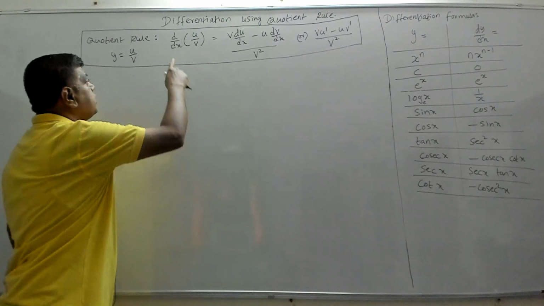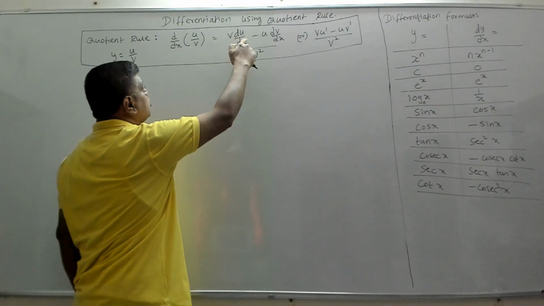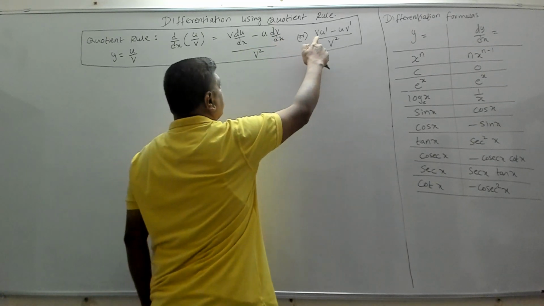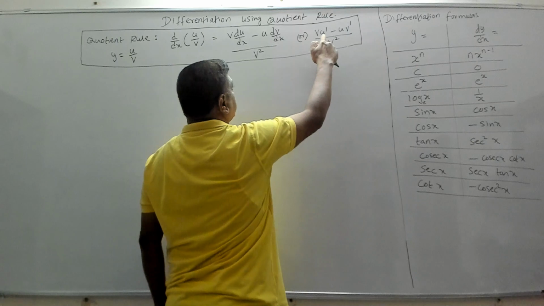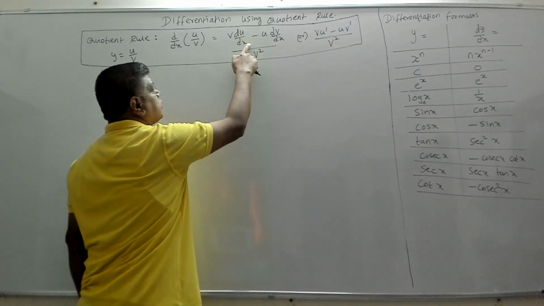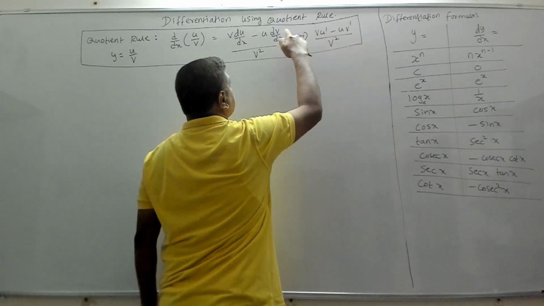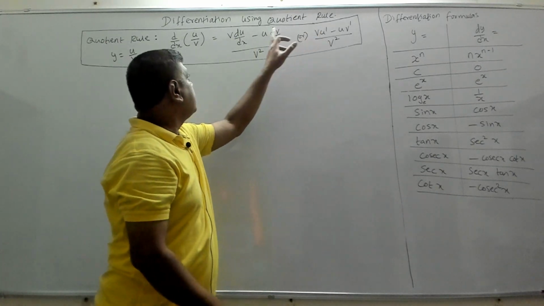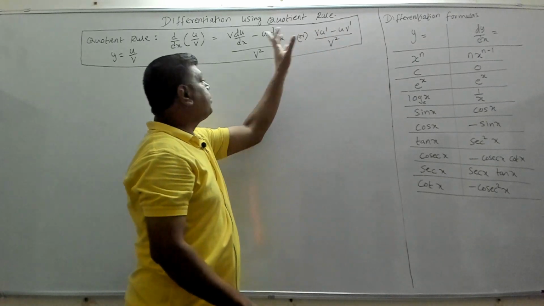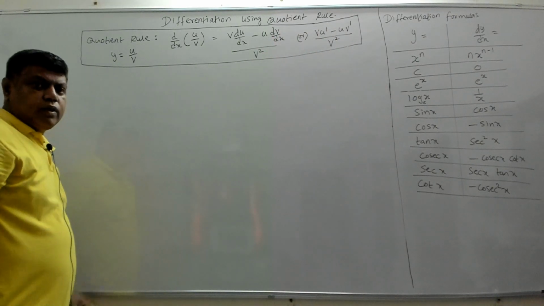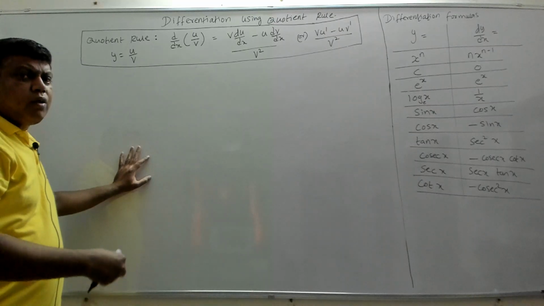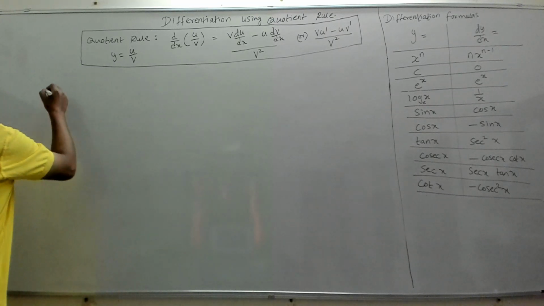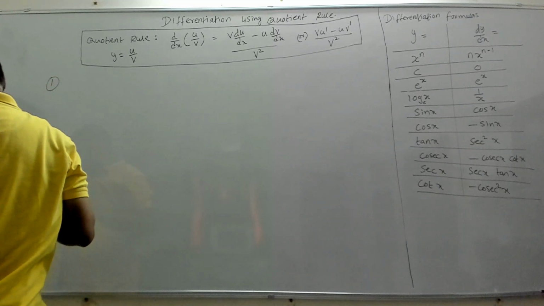So the quotient rule is d by dx of u by v is v du by dx minus u dv by dx by v square, or vu dash minus uv dash by v square. Dash means you are differentiating with respect to x, so u dash is du by dx and v dash is dv by dx. Now we shall solve a few problems wherein we will use the quotient rule to differentiate the function. So we'll start with the first question.